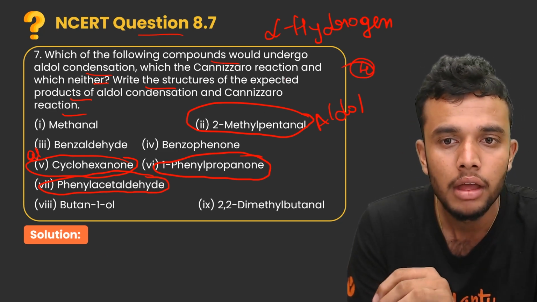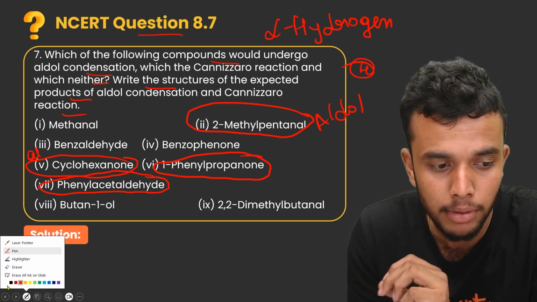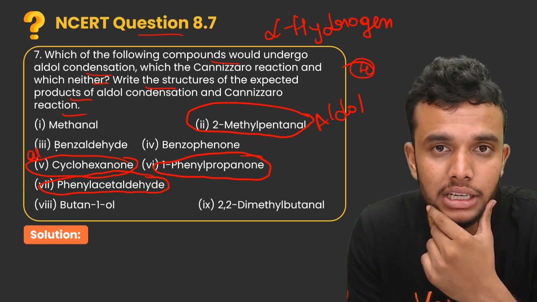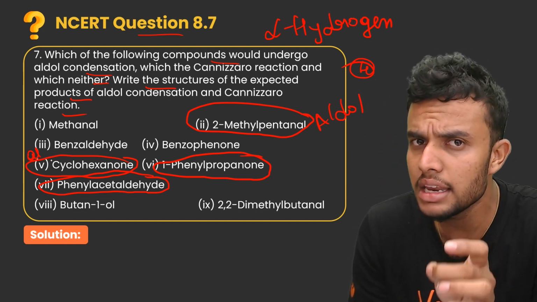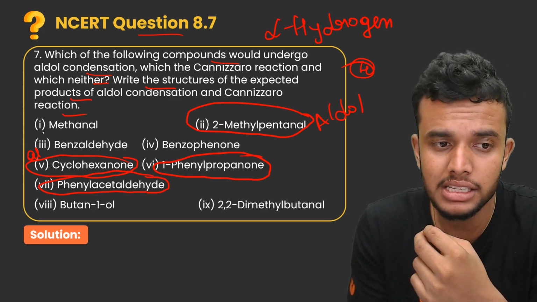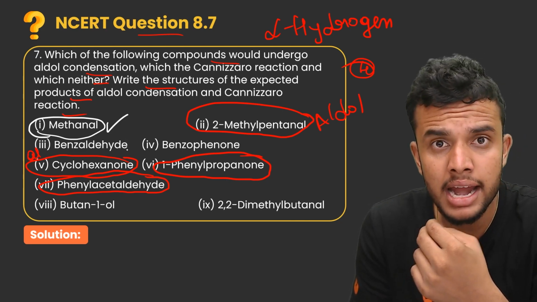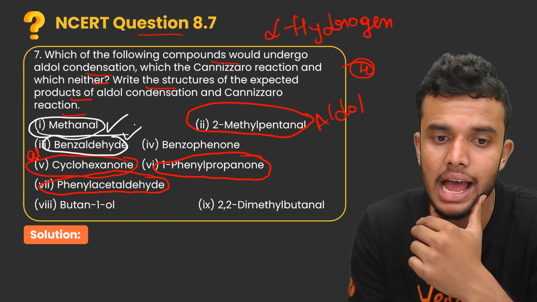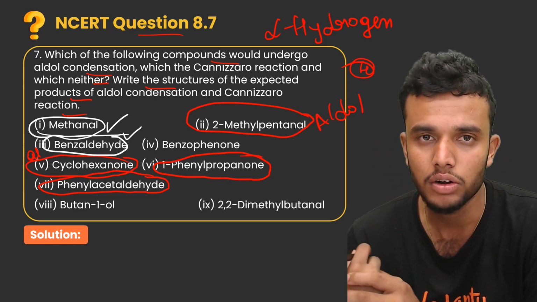Let's move on to the Cannizzaro reaction. For Cannizzaro, I mark in a different pen, in white pen. Methanol. For Cannizzaro reaction, what is the condition? A compound not containing alpha hydrogen easily undergoes Cannizzaro reaction. That's why methanol undergoes Cannizzaro reaction, and benzaldehyde also undergoes Cannizzaro reaction, students. Absolutely, aldehyde compounds undergo Cannizzaro reaction, not ketone compounds, right?